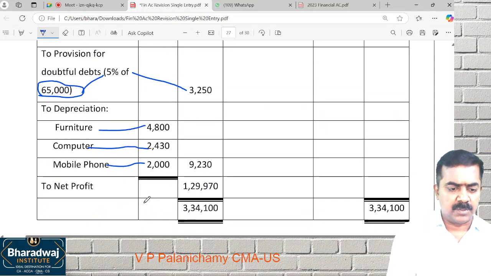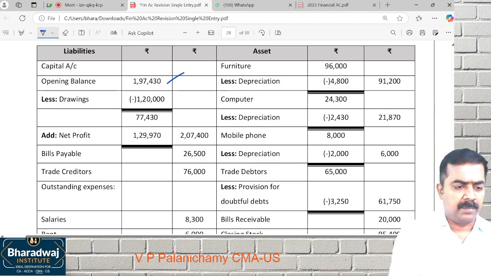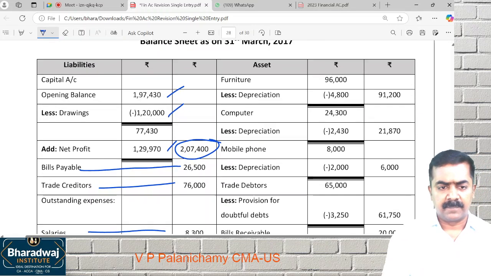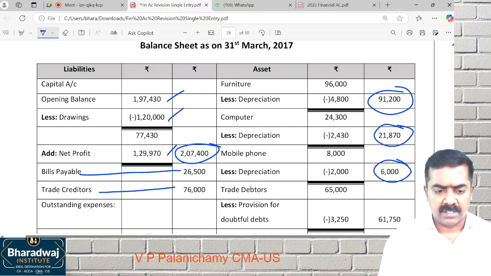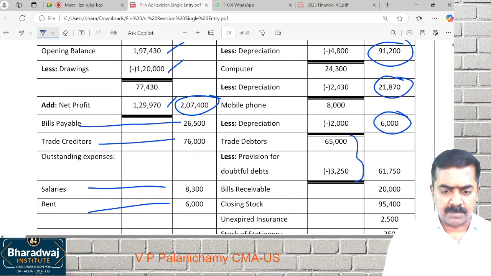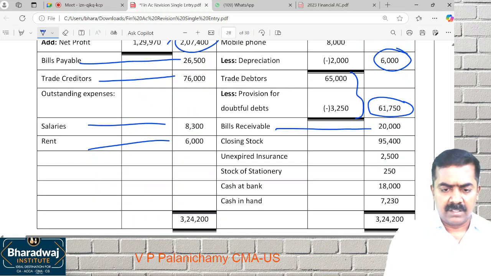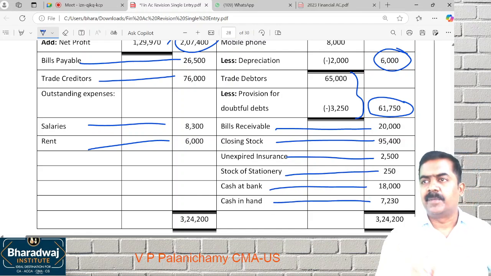Of course, we get which one? Net profit. Then we record opening capital minus drawings plus net profit will give us closing capital. All closing balances are bills payable, creditors, outstanding rent and salary we record. Furniture minus depreciation, computer minus depreciation, mobile phone minus depreciation, debtors minus provision for bad debts we get. All these values are given. Bills receivable, closing balance, closing stock, unexpired insurance, stock of stationery, cash at hand, cash at bank எல்லாமே கொடுத்திருக்காங்க.